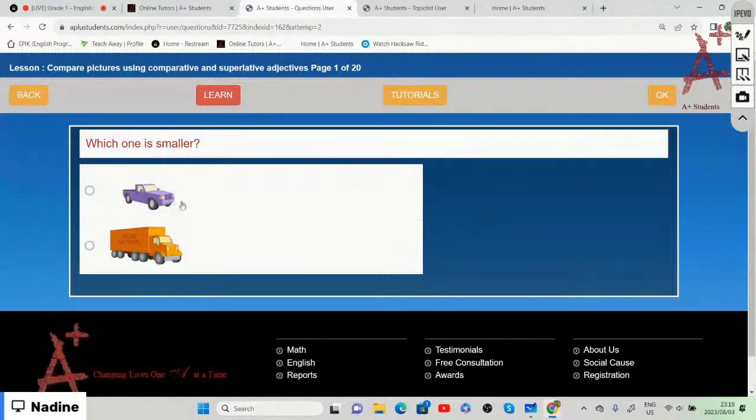Is it the top one, which is the purple car, or the big orange truck? So which one is smaller? We can choose the top one as being smaller, especially compared to this big truck with all of the different wheels. So we're going to say the top purple car is smaller than the big orange truck.